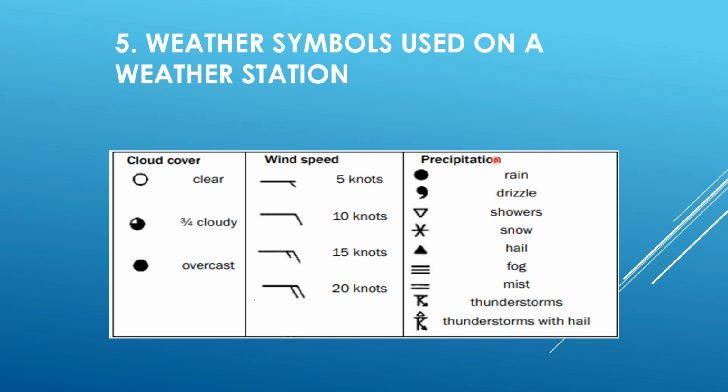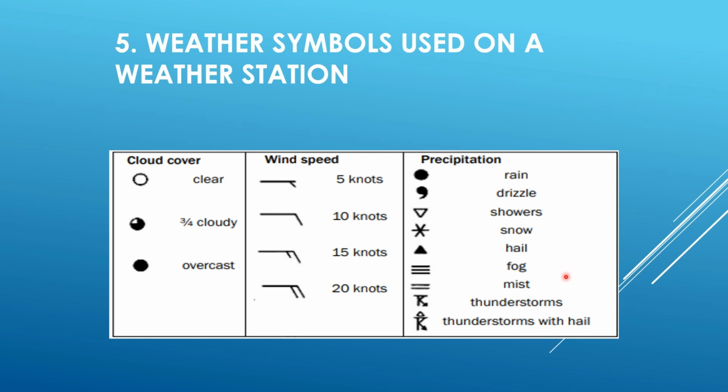Then the rain, we have already seen it. It's a fully shaded dots. A drizzle is a comma-like dots that is fully shaded. The showers, which mean a little bit heavier rain, it's an upside down triangle. The snow is a star. Hail is an upright shaded triangle.